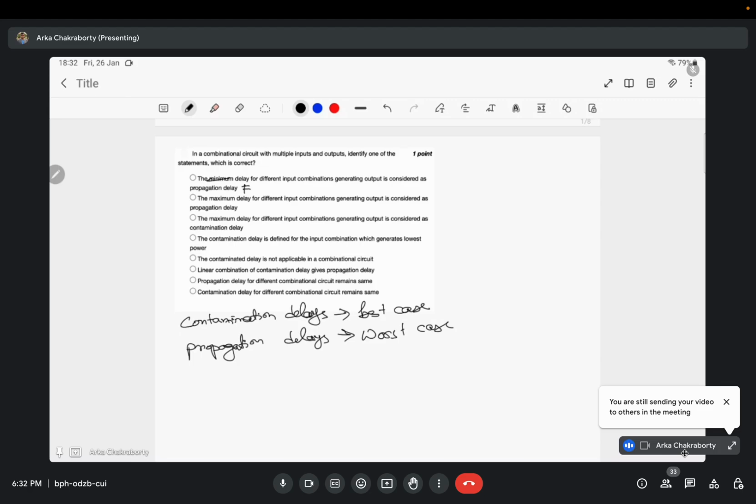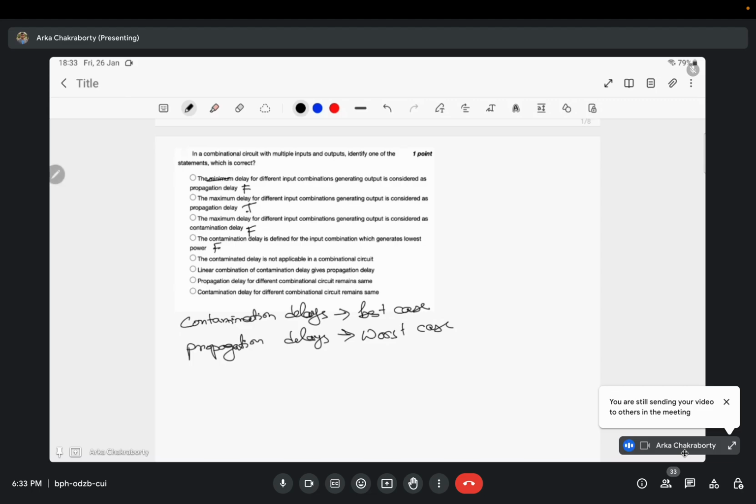The second one is the maximum delay for different input combinations generating output is considered as propagation delay. Maximum means worst case, so it is true. Propagation delay is the worst case delay. The third one is the maximum delay for different input combinations generating output is considered as contamination delay. As I already said, contamination delay is for the best case, that is the minimum case, so it is also false. The fourth one is that contamination delay is defined for the input combination which generates the lowest power. No, contamination delay and propagation delay don't have much to do with power. So this statement also doesn't make any sense.